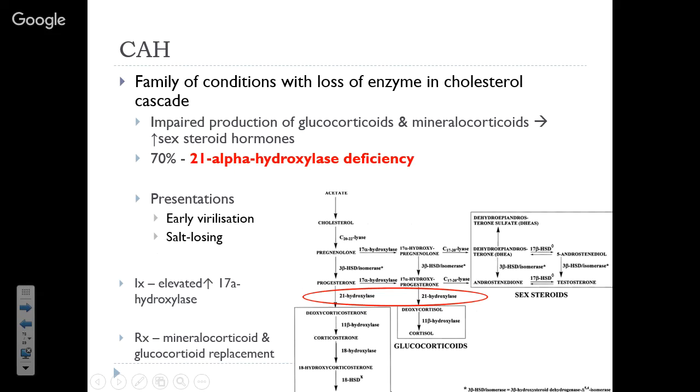Congenital adrenal hyperplasia is basically a condition where there's impaired production of glucocorticoids and mineralocorticoids, and there's increased production of sex steroid hormones, most commonly caused by 21-alpha hydroxylase deficiency. The main presentations will be either early virilization in females or, in boys, salt losing. Typically the treatment is just replacing those hormones, so replacing the glucocorticoids and the mineralocorticoids as well.